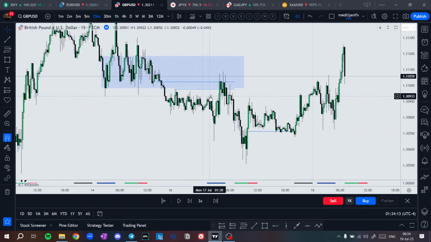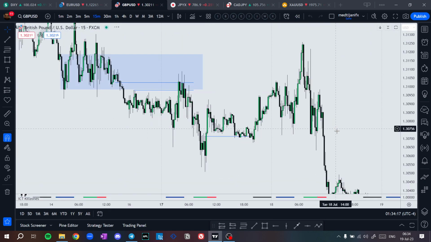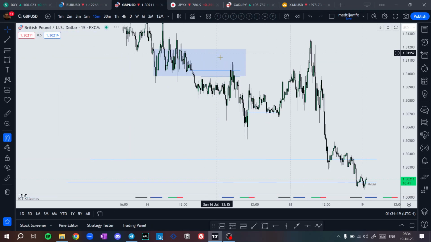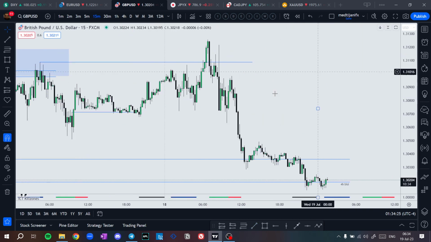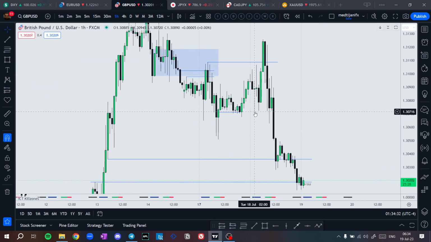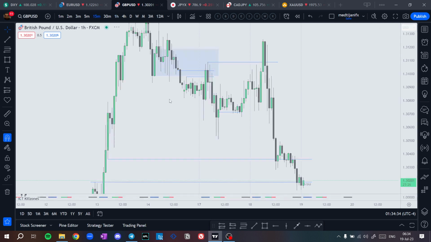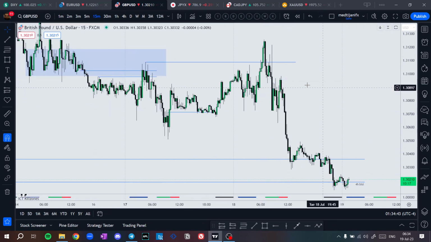On Geo, the same thing we had. Price took these highs here as a buy side liquidity, then it broke market structure below these lows here on the 1 hour time frame. You see a break of market structure, that's a confirmation to sell. Here we have a sell, but I didn't take it.